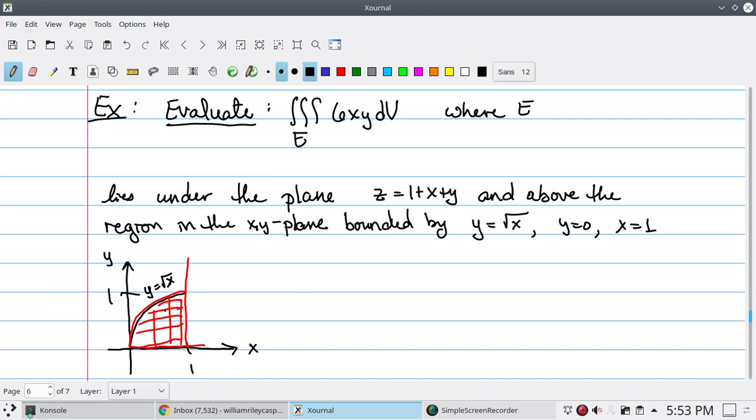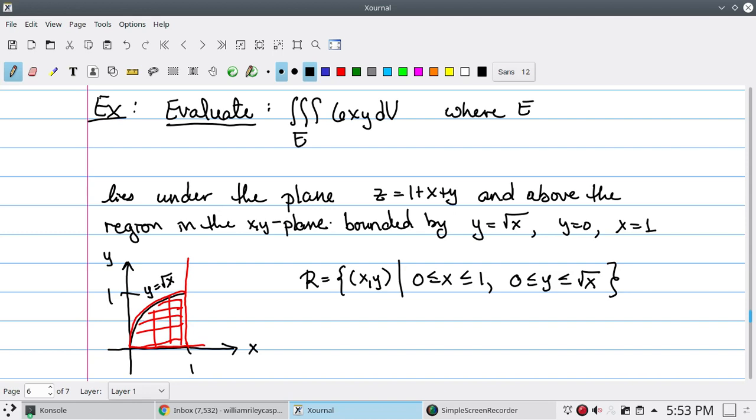If I were to express that region as a set, that region R is the set of all points x, y, so that x goes between 0 and 1, and y goes between 0 and the square root of x. We're very close, well on our way to describing the set E as a whole. In order to describe the set E, all I need to do is tell you where z goes between. But the question itself tells us what z went between.